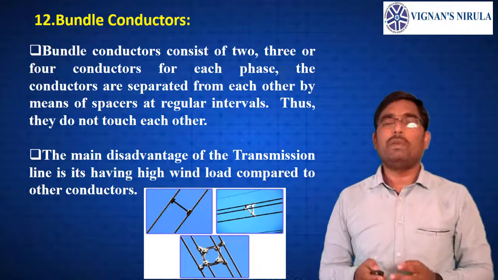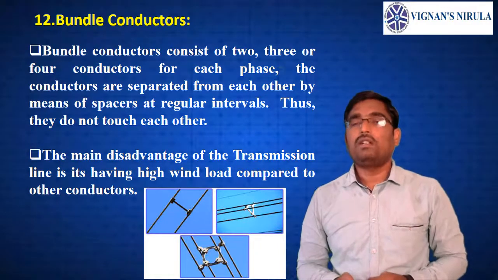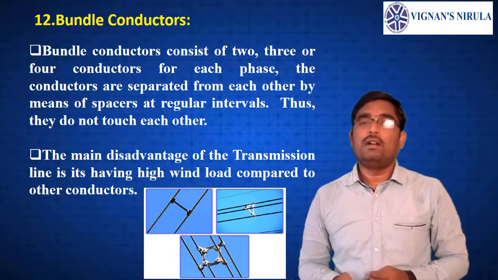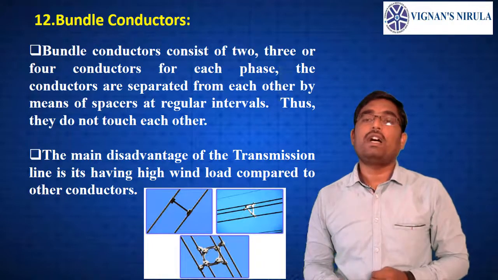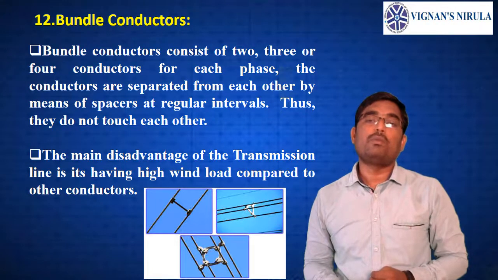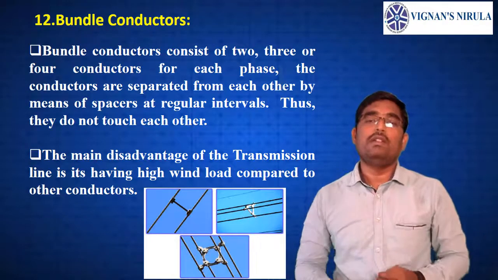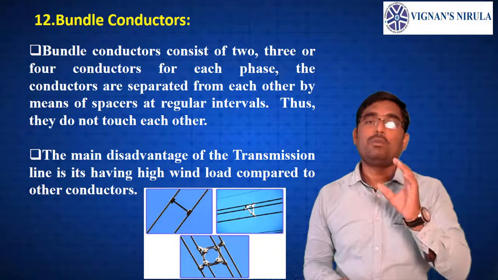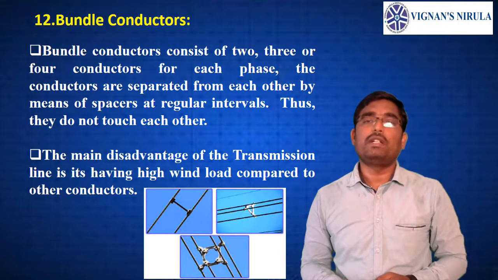Of course, one of the main advantages of using bundled conductors is to reduce the corona. But along with that, a main disadvantage of going for bundled conductors is having a high wind load compared to other conductors. As we are using more conductors per phase, the wind creates more pressure on the conductors. As the size is larger, the wind creates more pressure here. So this is the disadvantage with bundled conductors.